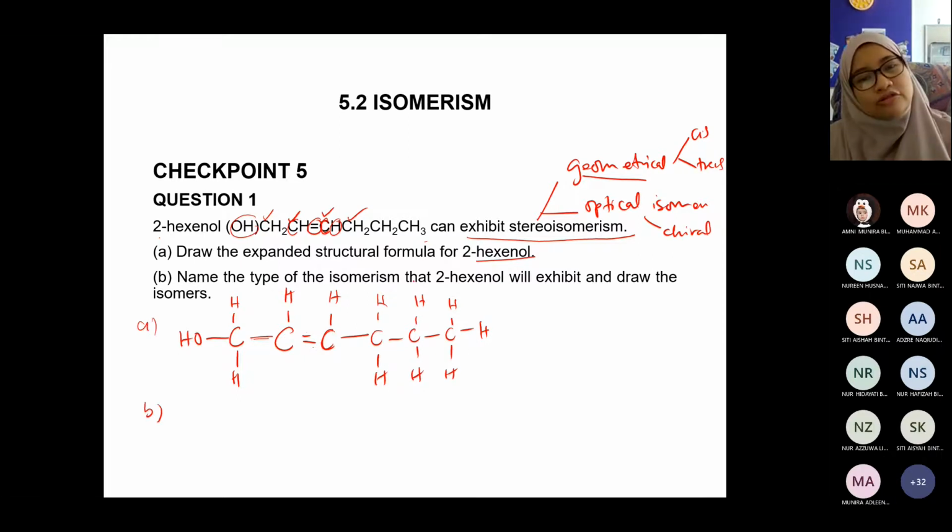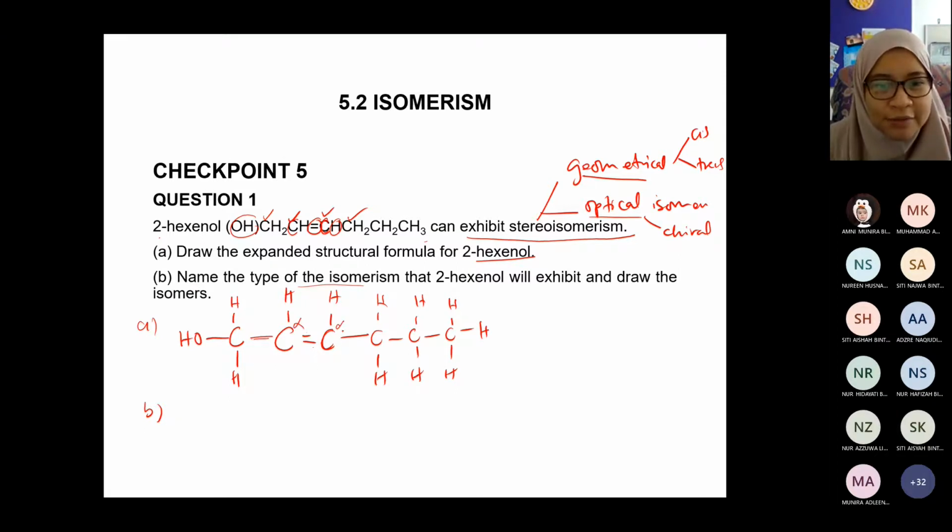Name the type of the isomerism that 2-hexenol will exhibit and draw the isomer. So this is the question that I have highlighted just now. Okay, the type of isomerism. Is it geometrical or is it optical isomerism? Okay, let's check for optical isomerism first. Because we just have to check whether the molecule has a chiral carbon or not. So we have to check each one of them.